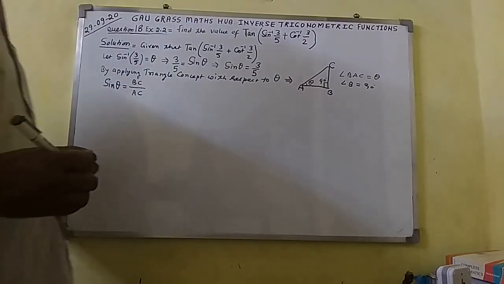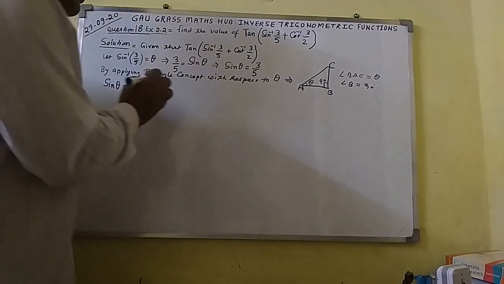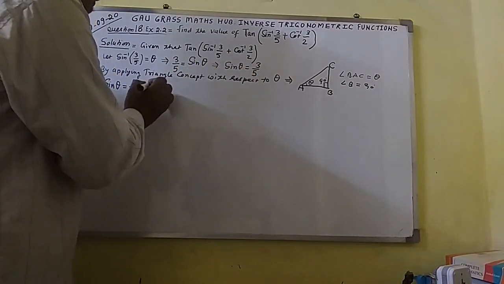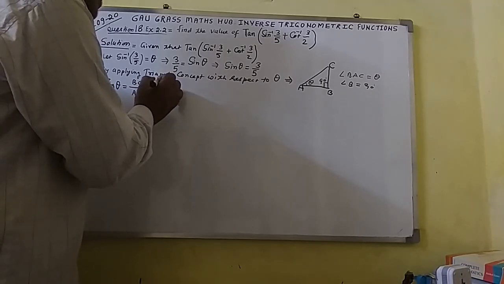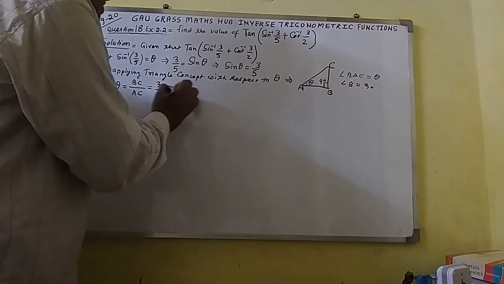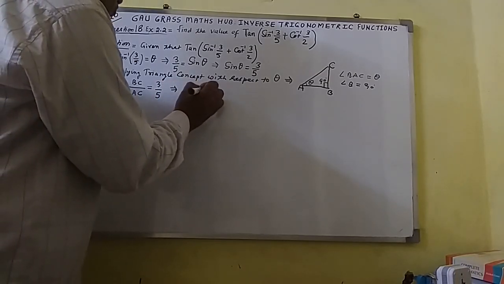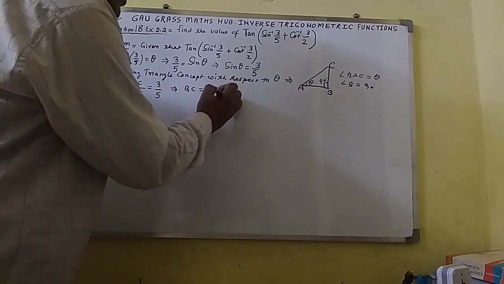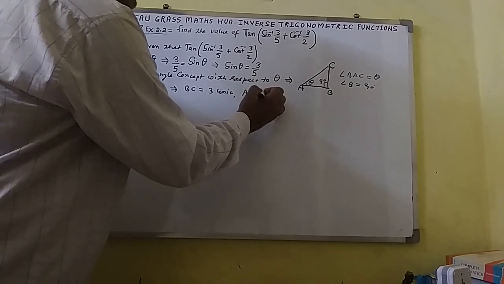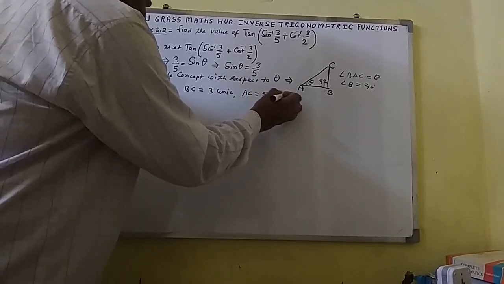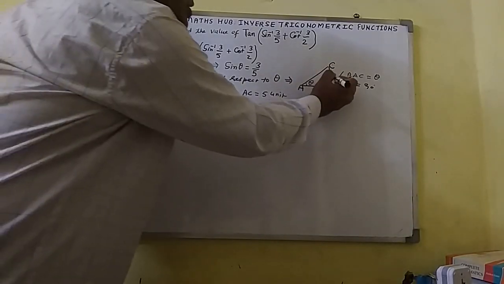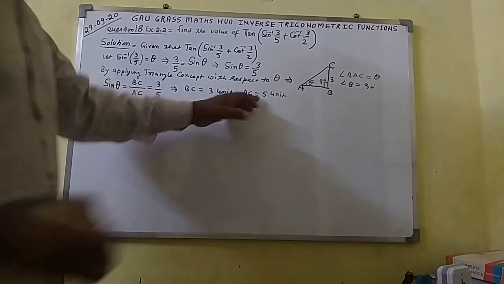Here you have got sin theta equal to 3 over 5. This means BC equals 3 units and AC equals 5 units. Value of BC will be 3 and value of AC will be 5.